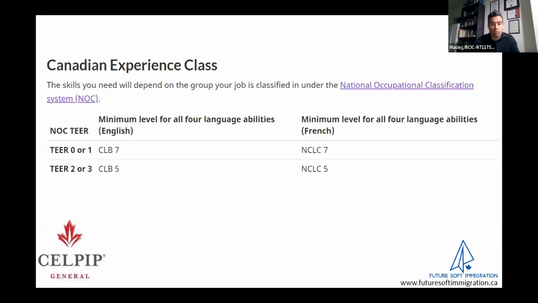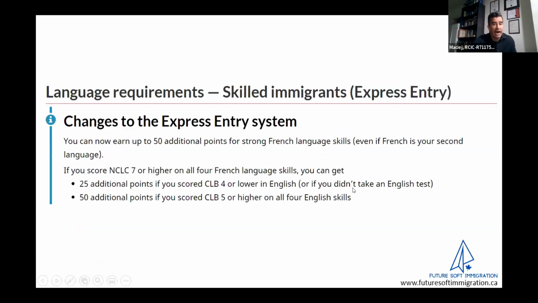Canadian experience class, it really depends on the tier level. So there are tier levels for you, right? If you're a tier level 0 or 1, which means that, for Canadian experience class, you've gained a minimum of 1 year experience in Canada, depending on what job you have. While in Canada, it's a minimum of CLB 7 if you had a tier 0 or 1, or minimum CLB 5 if you had tier 2 or 3. So you have to be very, very careful about what your requirements are, depending on what kind of job qualifications you've had.